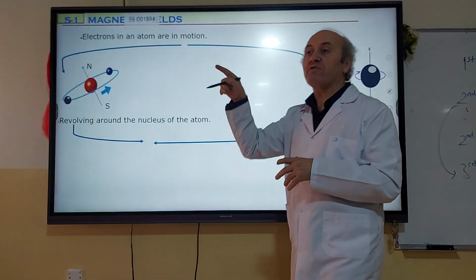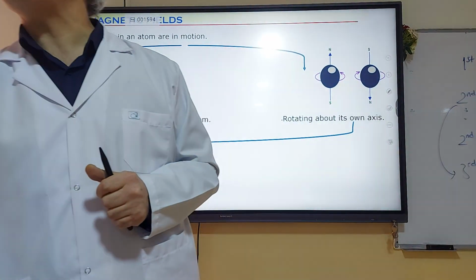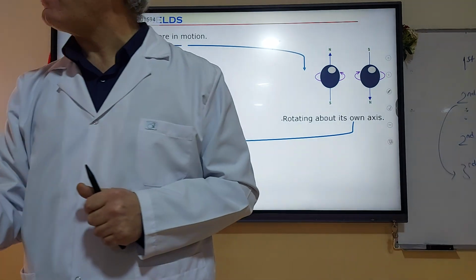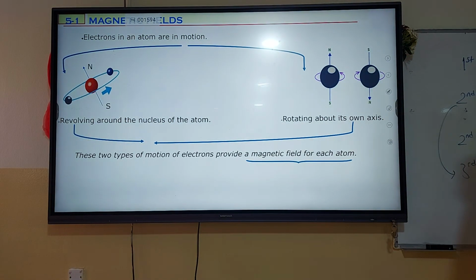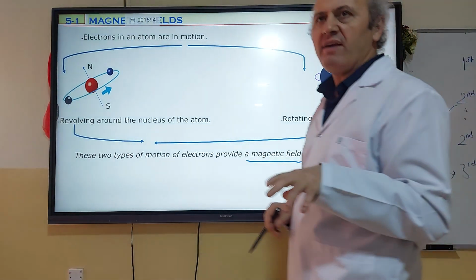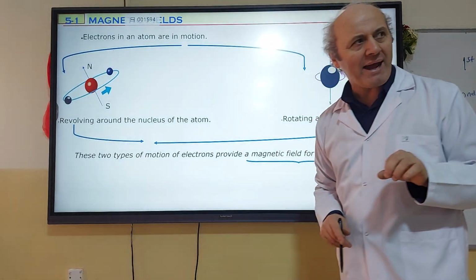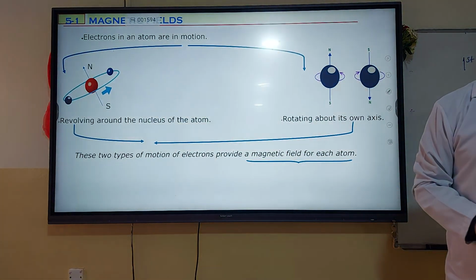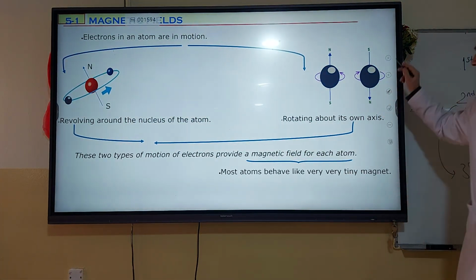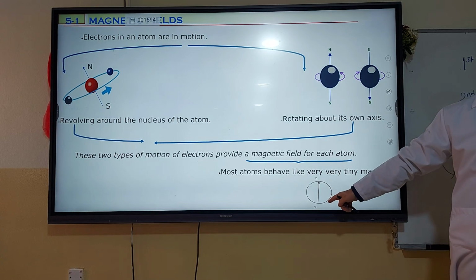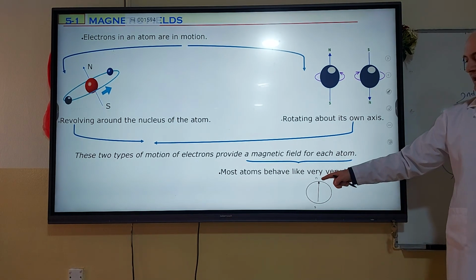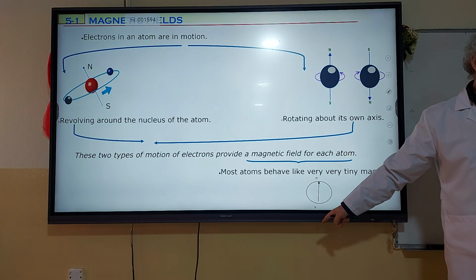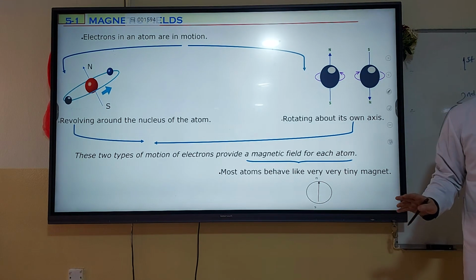These two motions of the electron provide a magnetic field for this atom. So these two types of motion of electrons provide a magnetic field for each atom. That's why we said each atom behaves like a tiny magnet with a north pole and a south pole. I will represent them like this. It's an atom, generally spherical to show it. One side is the north pole, the other side is the south pole. This is an atom with a magnetic field.